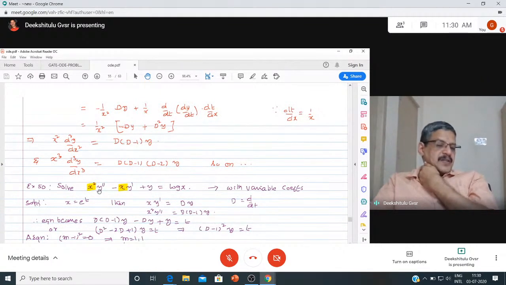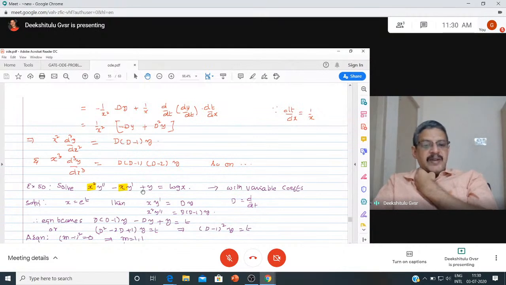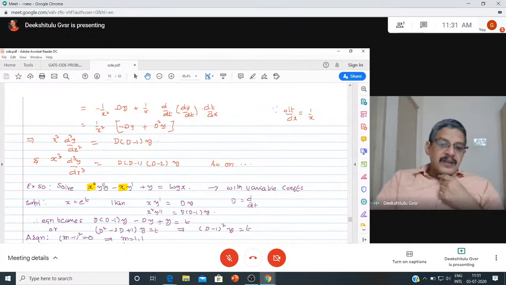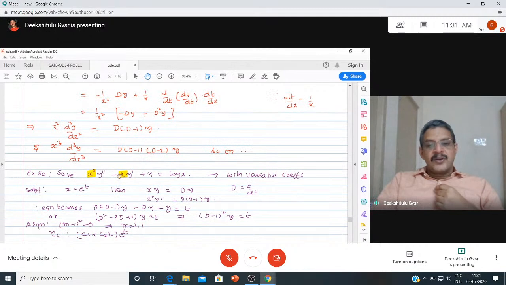Say for example, consider a Cauchy equation of the form x square y double dash minus x y dash plus y is equal to log x. It's clearly a variable coefficient equation. So observe the terms very clearly, whether it is a Cauchy equation or not. Variable coefficients means here the coefficient of y double dash must be x square, coefficient of y dash is x, coefficient of y is 1. Okay, so this is in Cauchy's form.